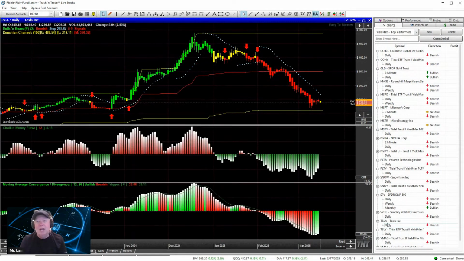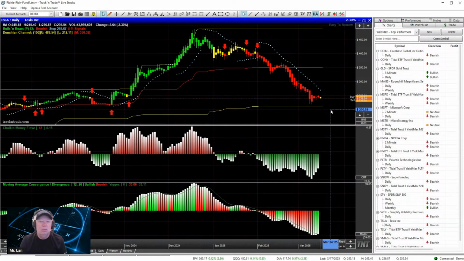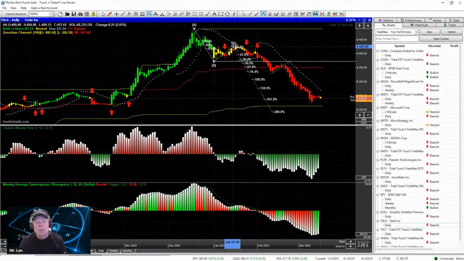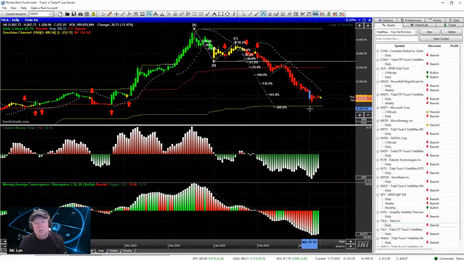So Tesla, that's the big baby right there. There she blows. Look at that baby go. Look at that beautiful little shelf right in there. Didn't break the blue lines. Technically speaking, this thing is a 200% projection right there. It came all the way down. 130.9 is usually where it goes.